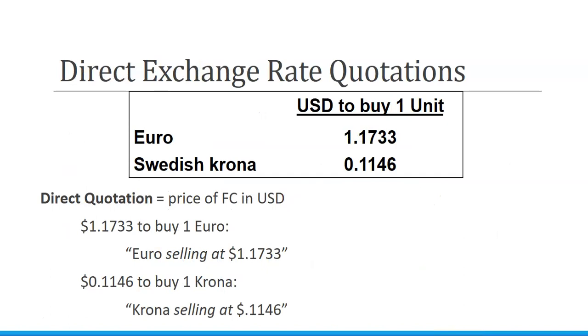So let's look at this euro to Swedish krona. This is a direct exchange rate quotation. So the US dollar to buy 1 unit of the euro. So you need $1.17 to buy 1 euro. The euro is selling at $1.17. You need 11 cents or 11.5 cents to buy 1 krona. So the krona is selling at 0.1146.